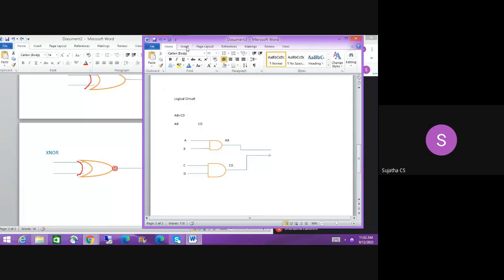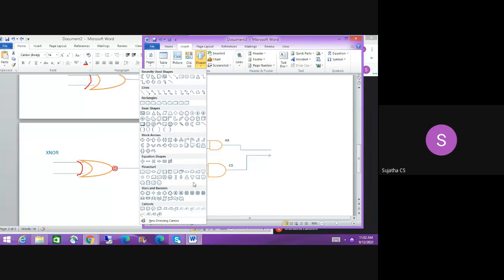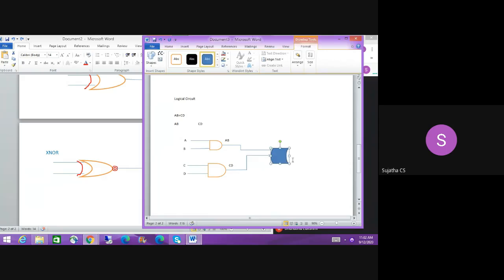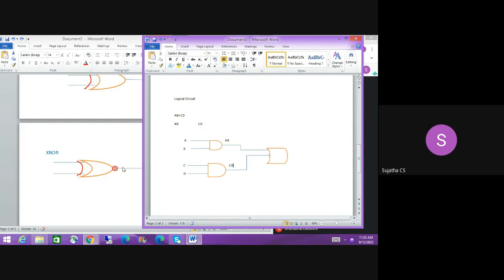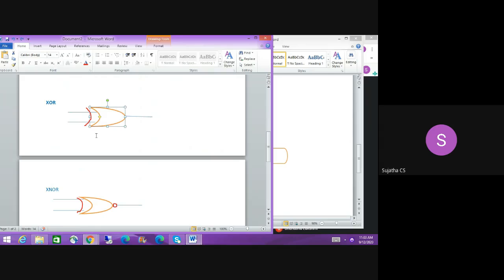Okay, then I have to connect an OR gate, right? That is the OR gate sign. Let me draw it here. Okay, sorry about the poor drawing here. This is the way. Can you see this sign, this symbol? This is the way you have to draw the logical OR gate.